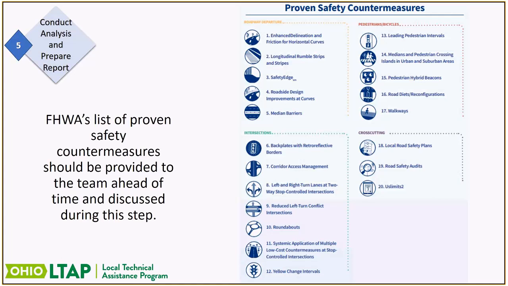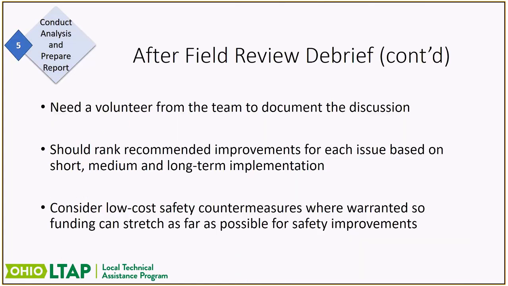This is basically going through and re-signing the whole corridor. That's a low-cost safety countermeasure that you can recommend, and most times it'll end up getting funded, which is great. They looked at the pedestrian hybrid beacons for the campus area. And of course, I want to point out, under the cross-cutting section is a road safety audit. This itself is a safety countermeasure. So it's important to have all that information for your team.